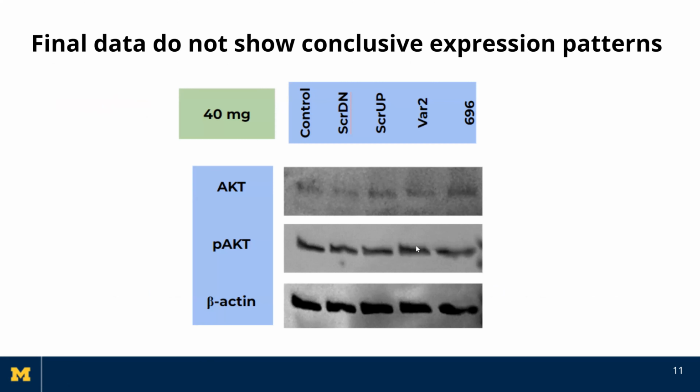But the PAKT is also constant across cell lines, and this is not what we would expect. As I mentioned previously, we'd expect lower amounts of PAKT in the VAR2 cell line, which has increased MUC15 expression, and higher amounts of PAKT in the 696 cell line, because this has lower amounts of MUC15 expression. And then you'd expect the reverse trend in the AKT cell lines, as you see in the PAKT cell lines. But for both AKT and PAKT, it's about constant expression across all of the cell lines.